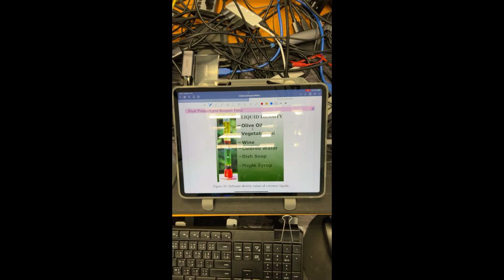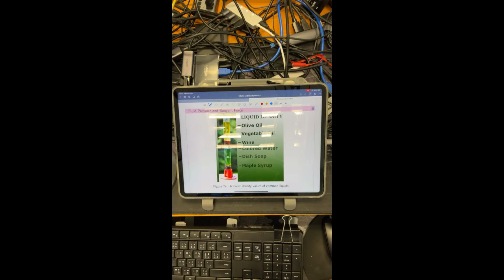When you combine all these six types of liquid into a single container, they are not going to be mixed together. They will not completely combine. They will stay in different layers like this. They have their own layers.